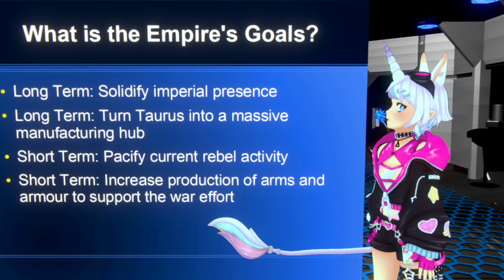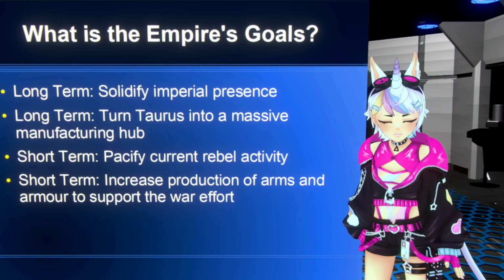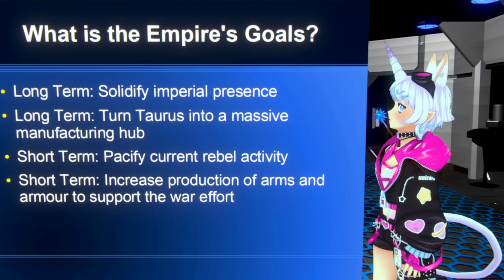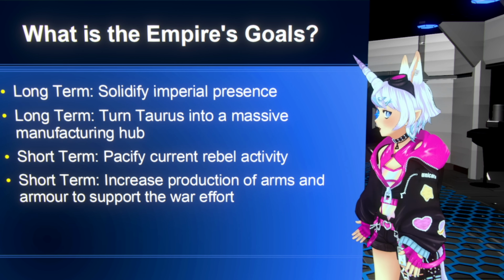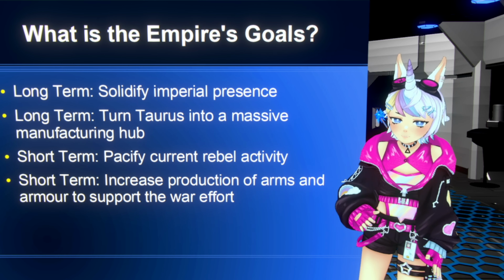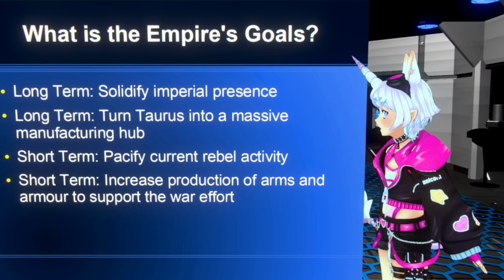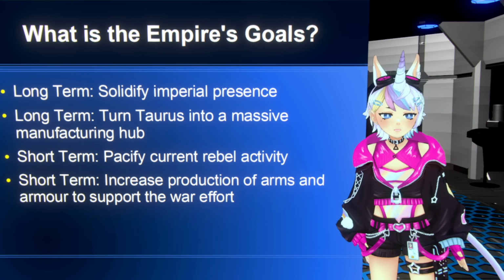So, what is the Empire's main goals on Taurus? Well, we can break these down into two distinct categories, and we'll do this for the Rebellion in a bit as well. Long term, they ultimately want to solidify their Imperial presence, and they also want to turn Taurus into a massive manufacturing hub for arms and armor. However, they can't just do that right away.